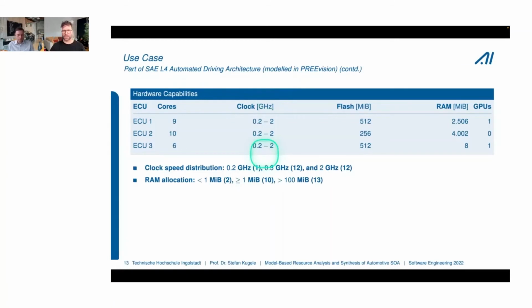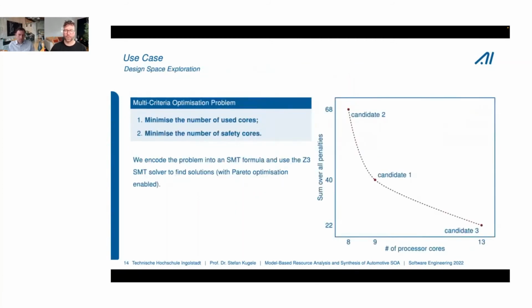And now the question is about the design space exploration, where to deploy which service. And for that, we're using this Z3 solver by Microsoft Research, which is basically a decision procedure or a theorem prover, which is able also to compute Pareto optimized results. And by that, we can synthesize, in our case, 3 different candidate solutions, which are all feasible concerning the memory consumption, bandwidth, safety requirements, and so on.